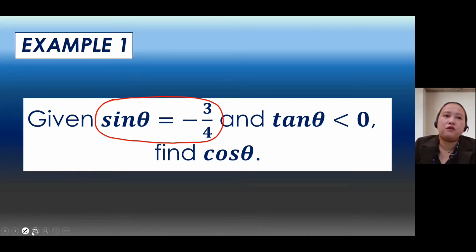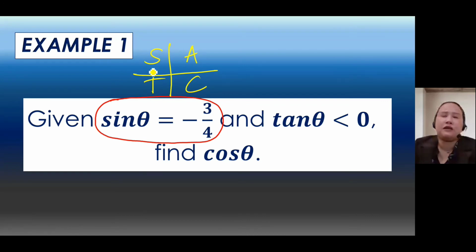If you remember the ASTC acronym, you have to determine in which quadrant sine theta is negative: the first, the second, the third, or the fourth? You can have two answers here. So sine theta is negative.